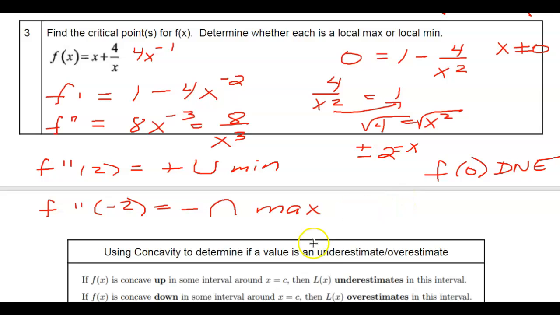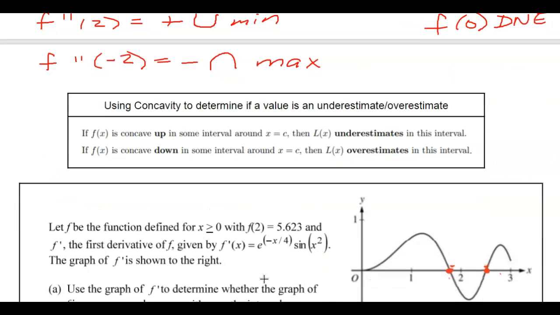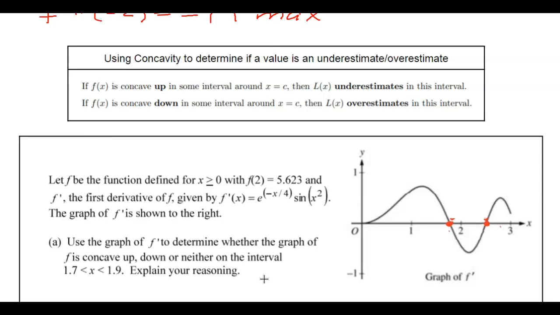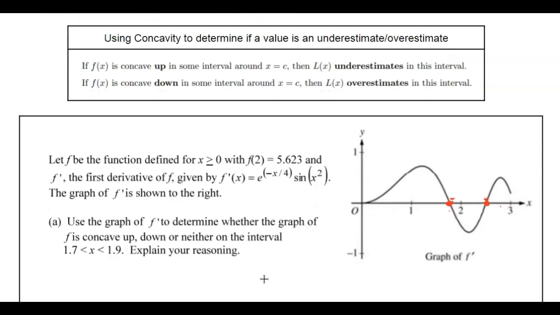All right, we're not going to spend a lot of time on this. This could be a question on a free response that just asks you about using concavity to determine if a value is an underestimate or an overestimate, if the tangent line lies above or below. So this would go hand in hand with writing equations of tangent lines and our tangent line approximation, linear approximation. And I'll just kind of talk about the idea.